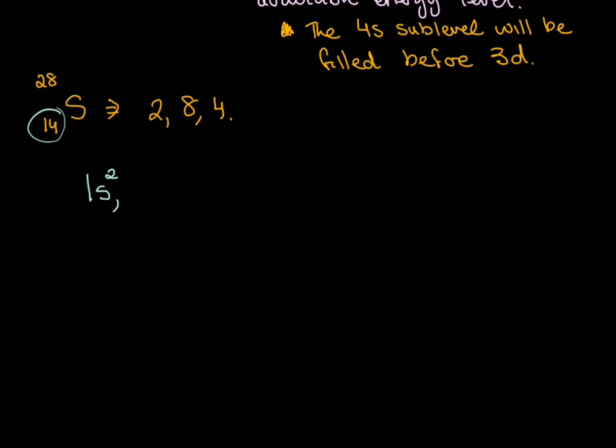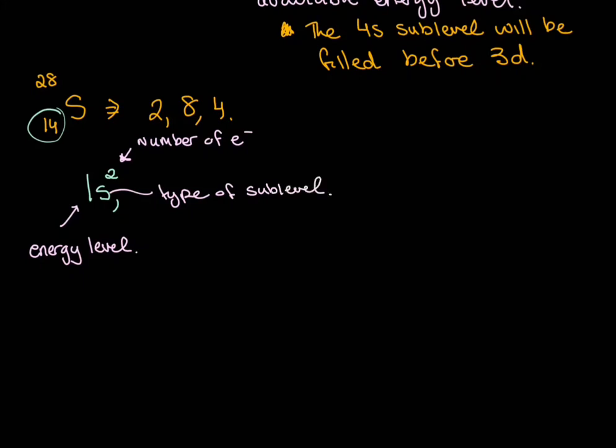Now this number represents the amount of electrons in the sublevel. This represents the energy level. Okay, that number of electrons, and then this is the type of sublevel, so an S. Okay, so let's start that one again. 1s2. Now we have to move up to the next one. 2s2. Okay, so we've got 4 electrons in total at the moment.